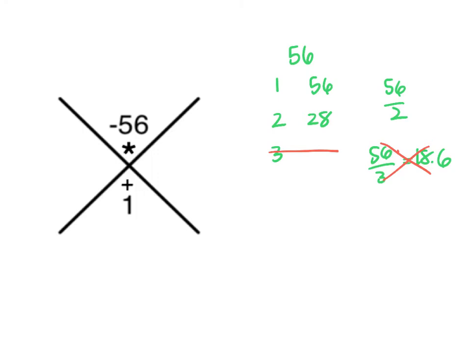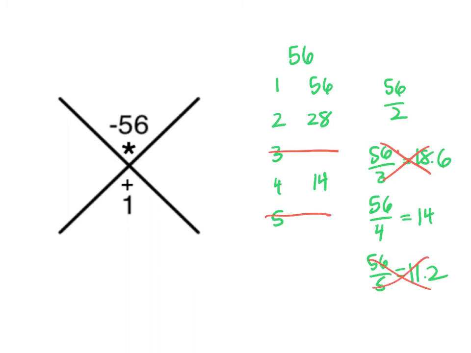I'm going to do 4. So if I do 56 divided by 4, I get 14. Sorry, I actually don't know my factors of 56, so I'm checking them as we go. 56 divided by 5, I know that one won't work. It gives me 11.2, so we know this one doesn't work. And then let's do 56 divided by 6. 56 divided by 6 gives me 9.3. So if I put 6 here, I know that won't work.